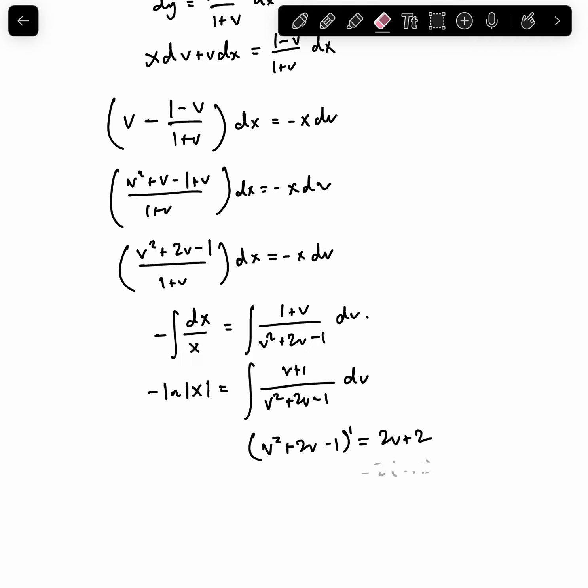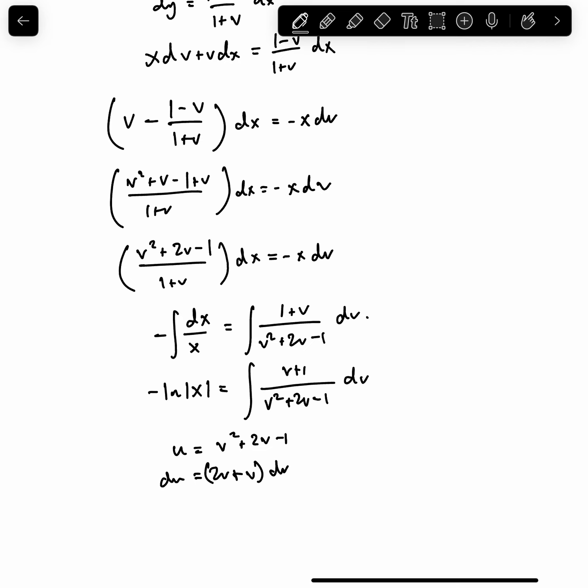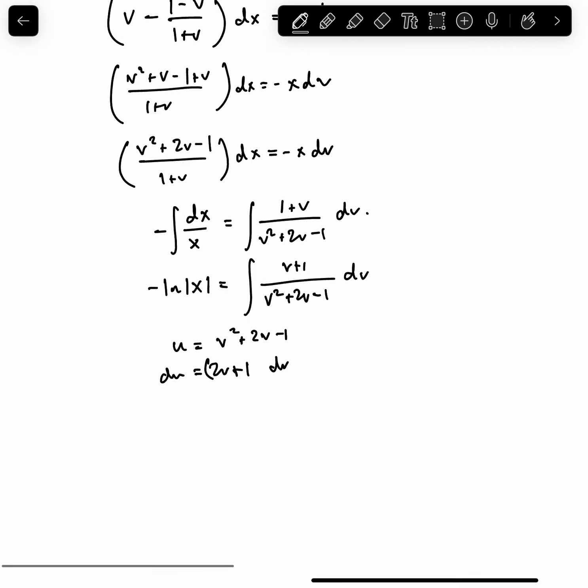So, we can make a clear u substitution here, and this will make the integral very easy to solve. Let u equal v squared plus 2v minus 1, and du equals (2v plus 2) dv, which is 2 times (v plus 1) dv. If we divide by 2 on both sides of this equation, we'll get 1/2 du is equal to (v plus 1) dv.